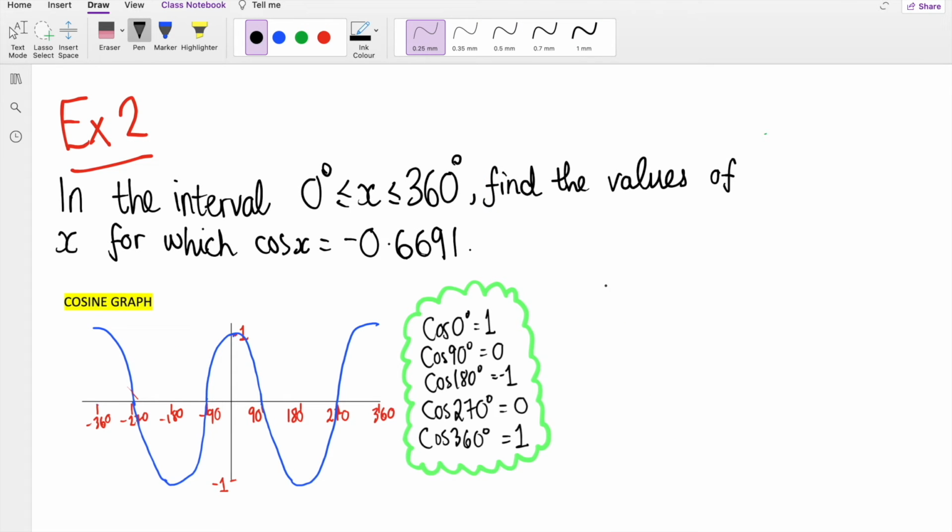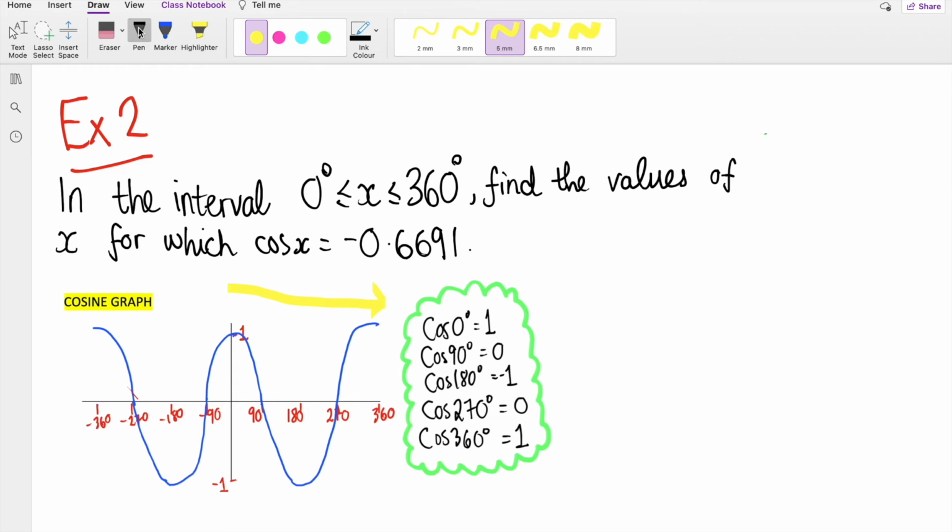Moving on to example 2. This time round, I'm focusing on the cosine graph. I've copied the cosine graph underneath the question to help us. Again, I've been given a range. x is between 0 and 360 degrees, so I'm looking between these points here. I'm ignoring the left-hand side of the graph. I'm being asked to find the values of x for which cosine of x is equal to negative 0.6691.